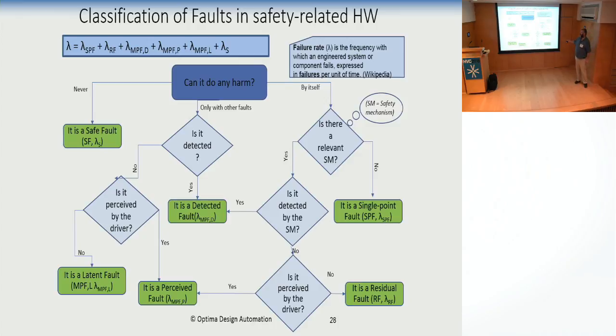If there's no safety mechanism, it's a single point fault. These two are very similar. This is a fault that has no safety mechanism, and this is a fault that has a safety mechanism which is no good for it. So these two are bad. If it's a detected fault, a perceived fault, then okay, I can live with it. It's a fault, but we have control over it.